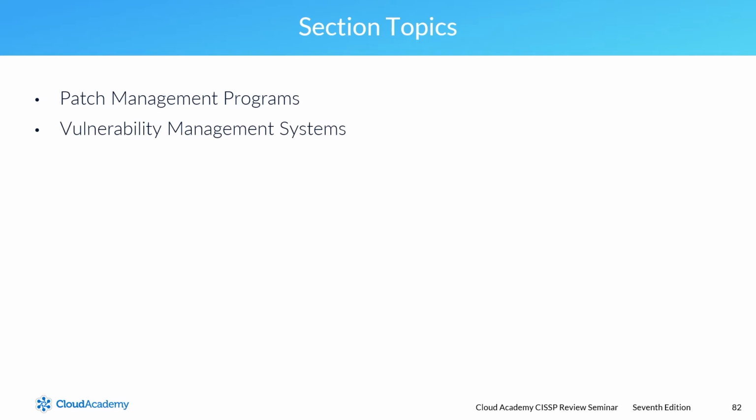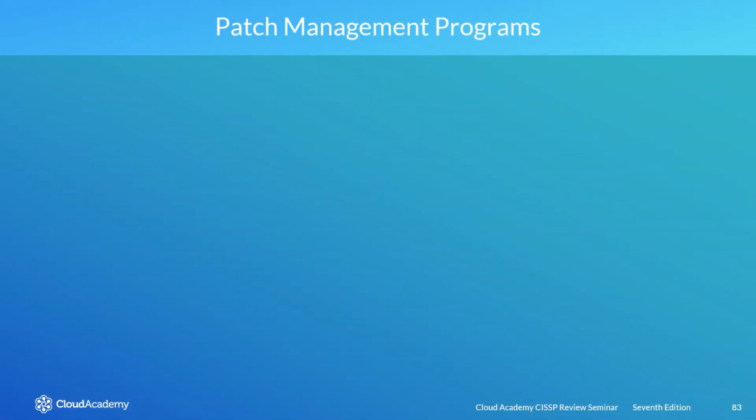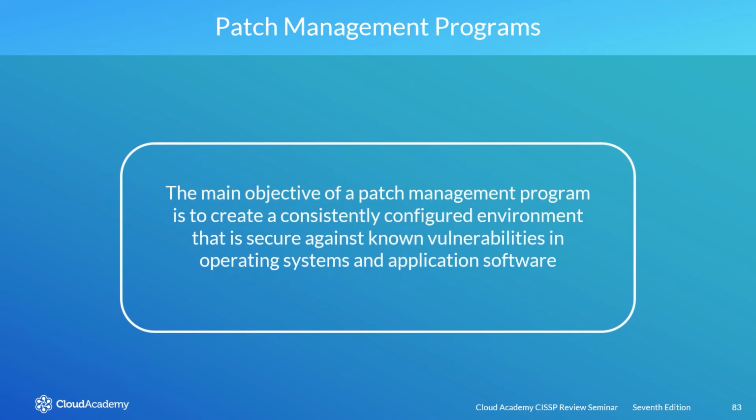The patch management process must be formalized through change and configuration management to ensure that changes to existing configurations are carefully controlled and continued system reliability and availability has greater assurance. Now, the main objective of a patch management program is to create a consistently configured environment that is secure against known vulnerabilities in operating systems and application software. Unfortunately, as with many technology-based problems, good practical solutions are not as apparent.